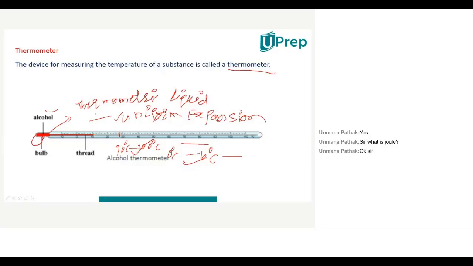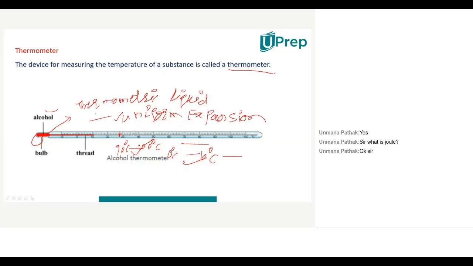So when a hot object is touching this alcohol bulb which is here, heat energy will be transferred here. When heat energy is transferred, it takes that heat energy and expands. And it expands in such a way that how much heat energy you are giving, that much it will expand here, and thereby you can measure its temperature. So anything will expand on heating. Based on that principle only, which device was constructed? The thermometer was constructed.